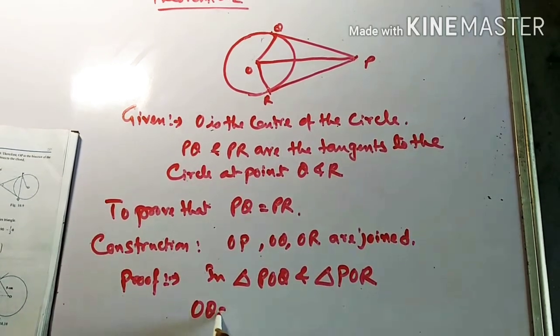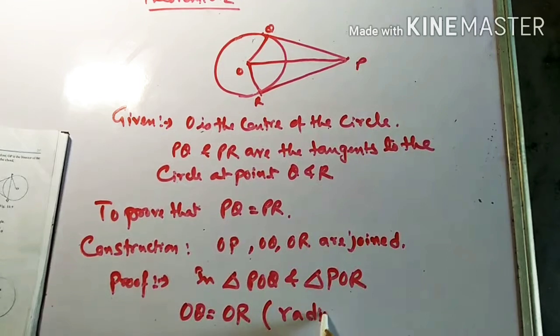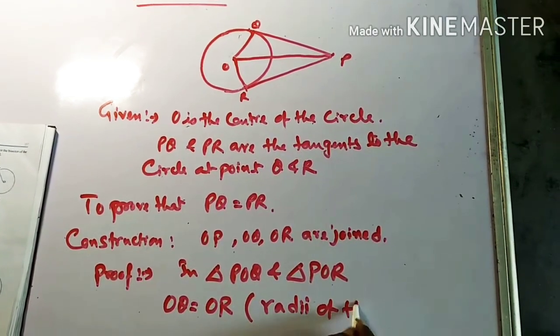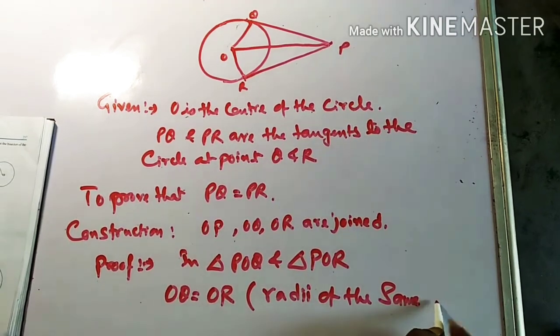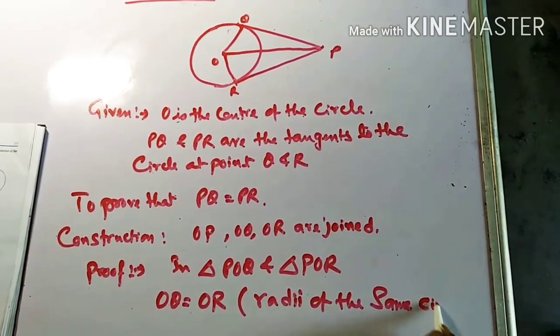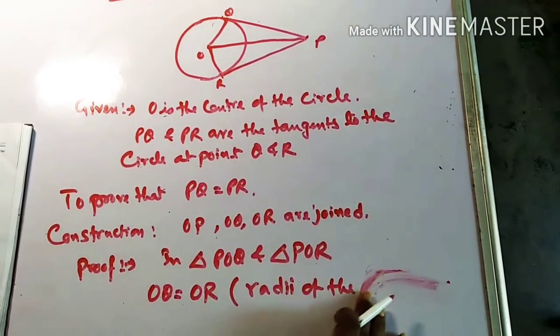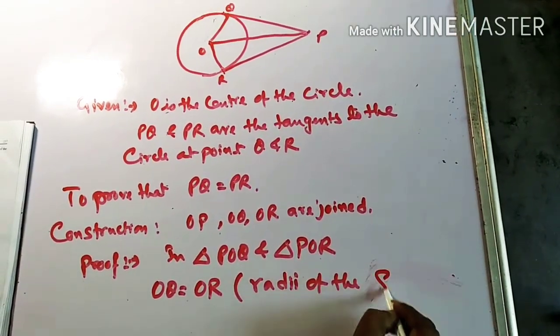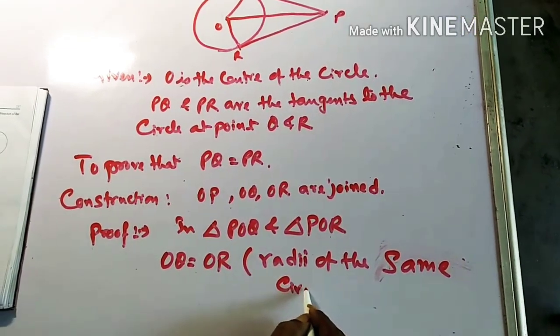See, OQ is equal to OR because they are the radii of the same circle.